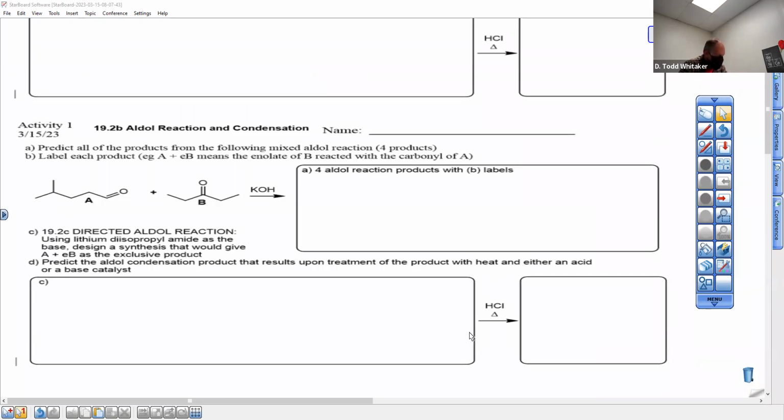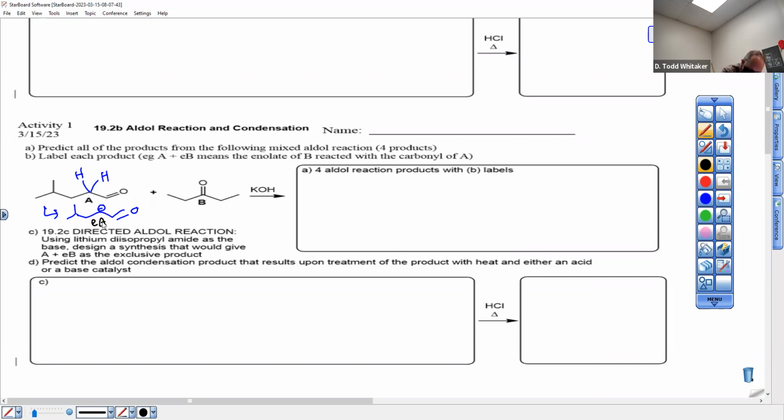So what we're going to do here is discuss what happens if there's more than one type of alpha H present, which is exactly the scenario here. We have these alpha H's. If you remove one of those, you get this with an anion, and I'm going to call it EA. EA is the enolate of molecule A. That's what it is.